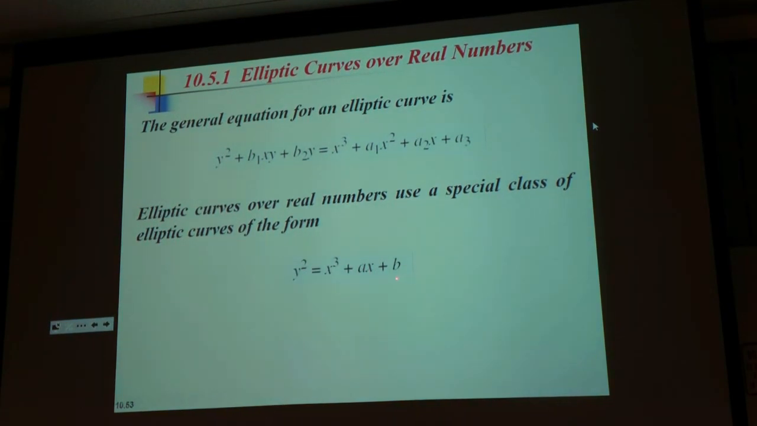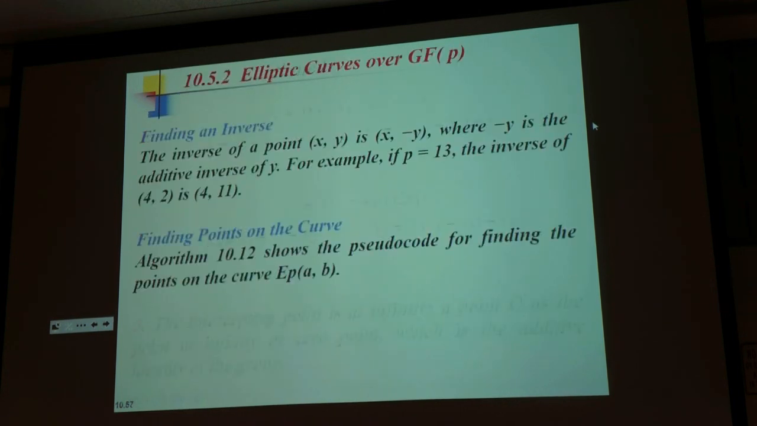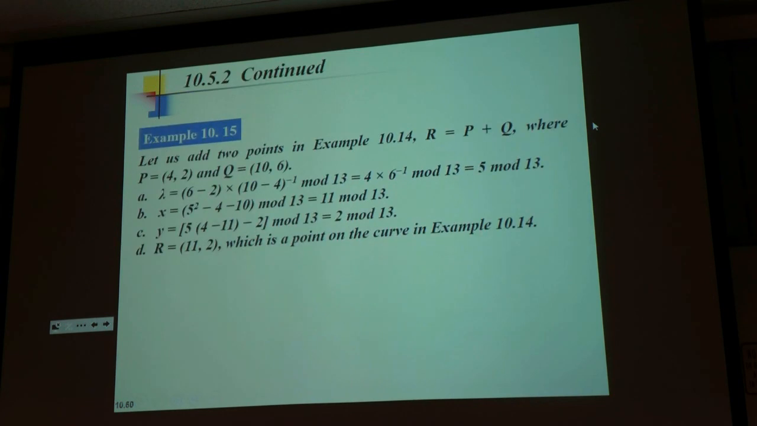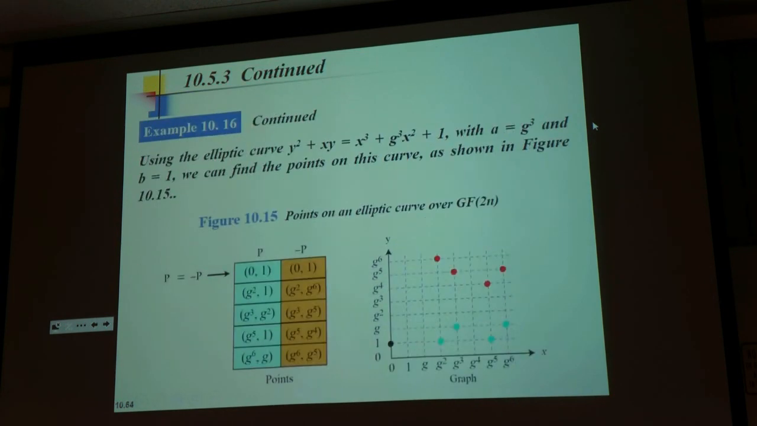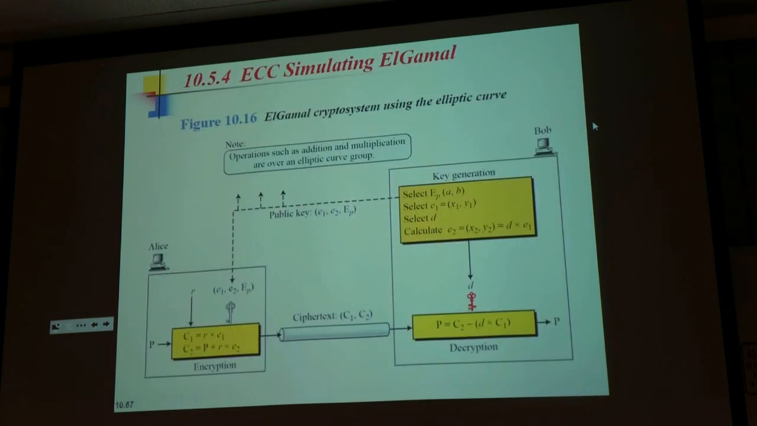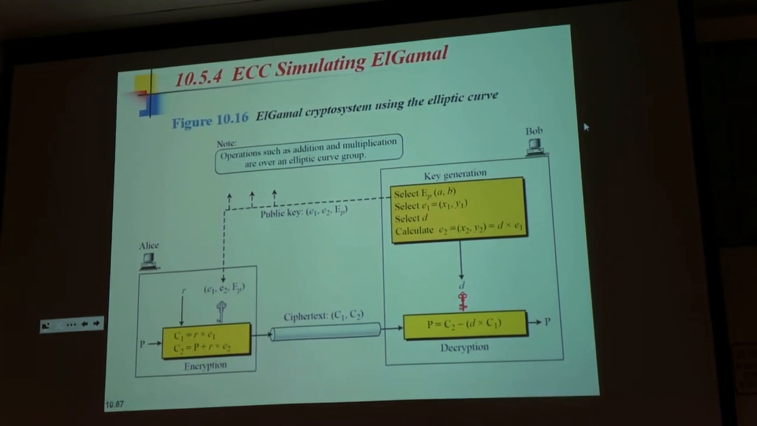Here, A and B in the equation. You're going to choose one equation. And then you select E1, which is (x1, y1), a point on the curve. And then you select d. What's d? A digit, remember? That's what you use in ElGamal.